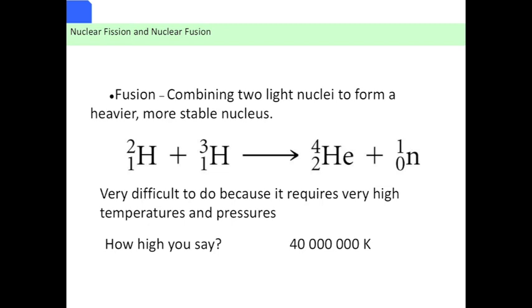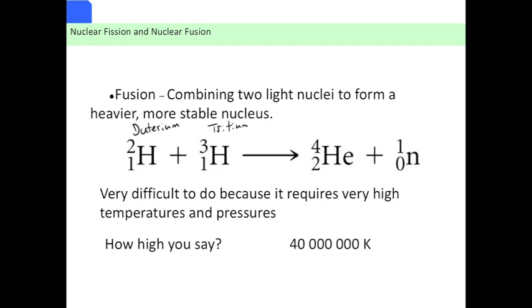This is happening in stars all the time. Hydrogen is combining with another hydrogen to produce helium and a loose neutron. These two hydrogens are not your normal hydrogen. Normal hydrogen has one proton and zero neutrons, and so its mass number would be 1. But this is called deuterium, which has an extra neutron. And this one's called tritium, which has 2 neutrons or a mass number of 3. These do occur, but they're not the most common forms of hydrogen.